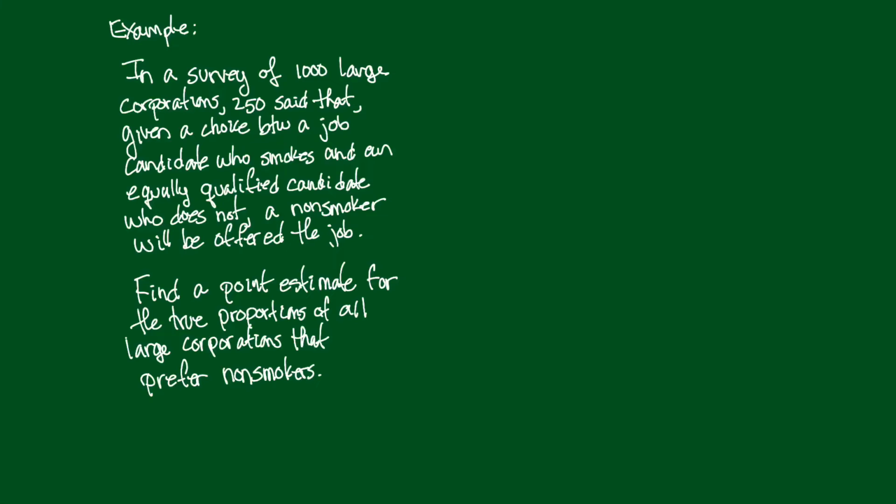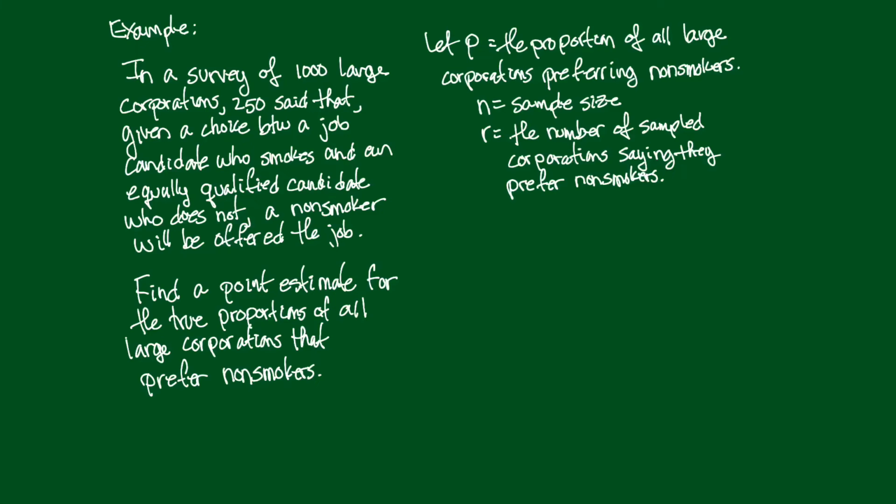An example. In a survey of 1,000 large corporations, 250 said that given a choice between a job candidate who smokes and one who does not, they would prefer the non-smoker. So what we want to do here is find a point estimate for the true proportion of all large corporations that prefer non-smokers. So I'm going to introduce some notation here. Let P be the proportion of all large corporations preferring non-smokers. That's the estimate we're looking to get.